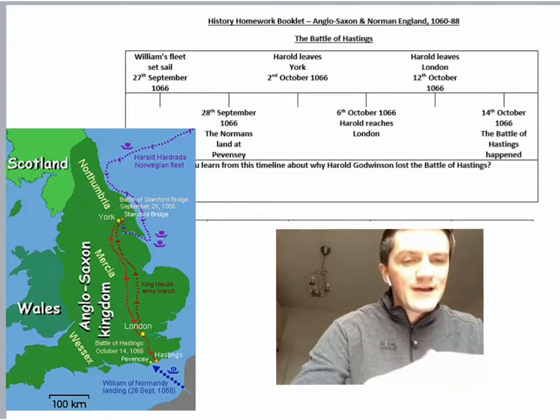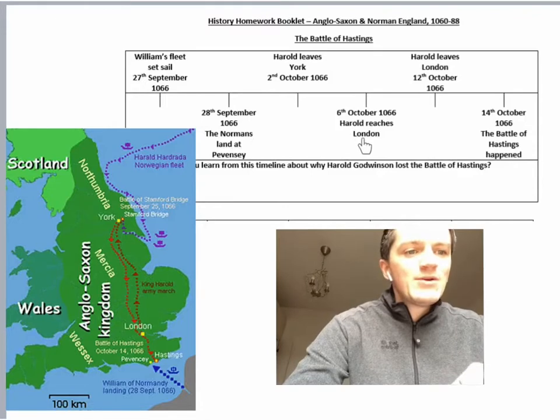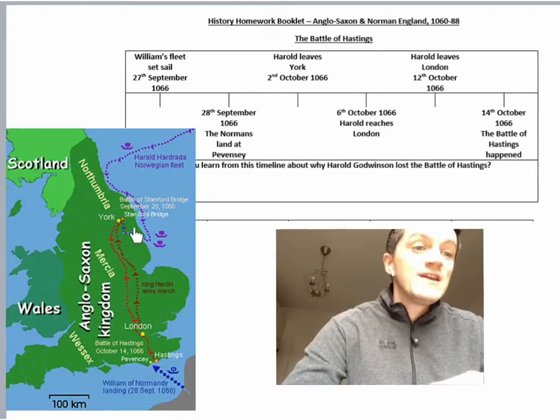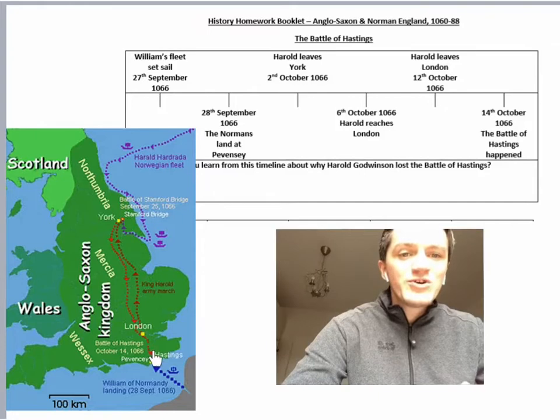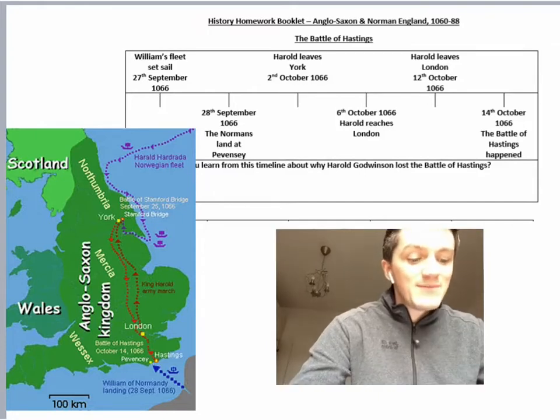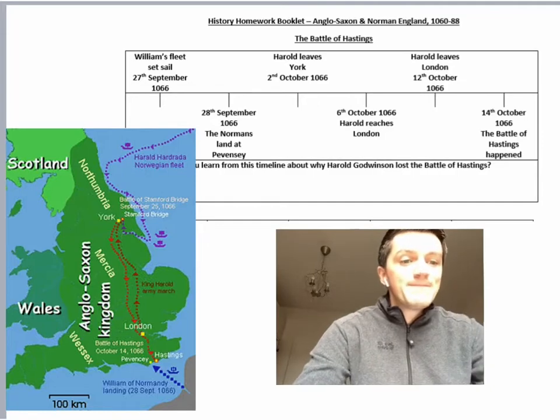So this first task on the work I gave you, we're looking at this little timeline at the top. The key from this is thinking about how much marching Harold's army had to do, and therefore the condition they were in when they finally do meet William down in Hastings. They've marched a long way in a very short period of time, which leaves them tired, leaves them fatigued, and that will play a role in their ultimate defeat.